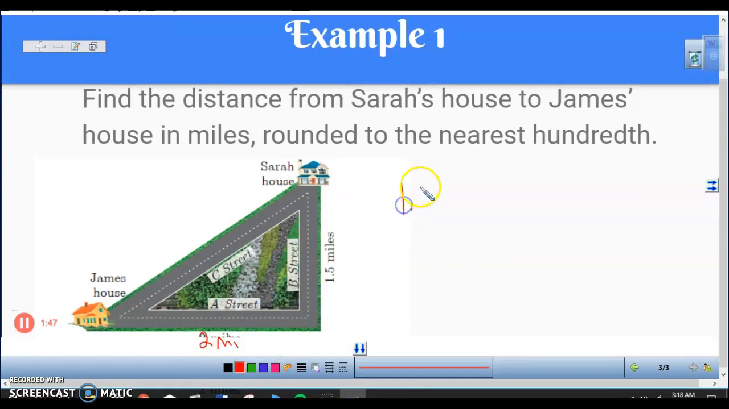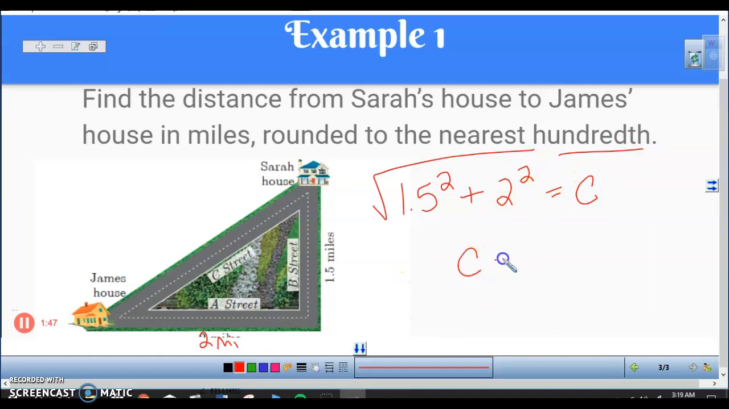So I have one leg as 1.5 squared. My other leg is 2 squared. I will square root all of that. So the square root of 1.5 squared plus 2 squared gives me 2.5. I'm rounding to the nearest hundredth, which really doesn't apply here. So my C value is 2.5 miles. That would be the length from James's house to Sarah's house, and vice versa.